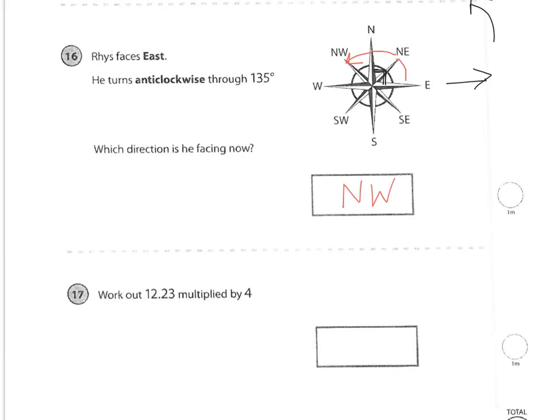Work out 12.23 multiplied by 4. So a strategy to multiply any number by 4 is to double and then double it again. So doubling 12.23 would be 24.46. And if we double that, we would get 48.92, which is our answer.